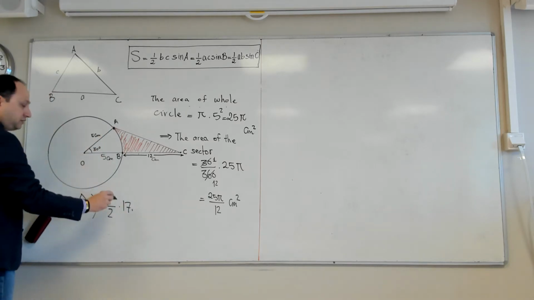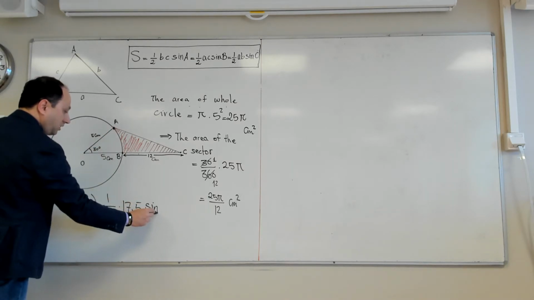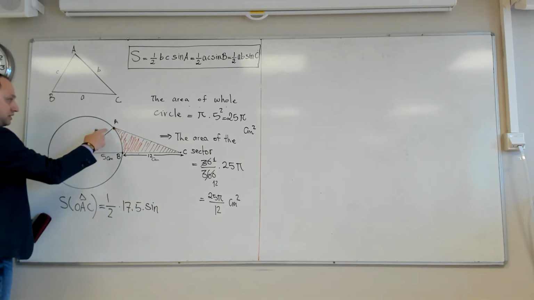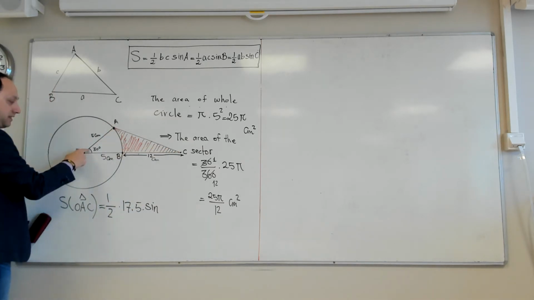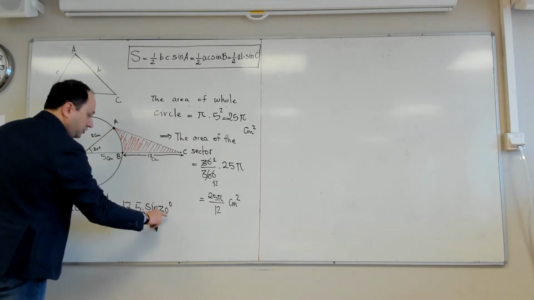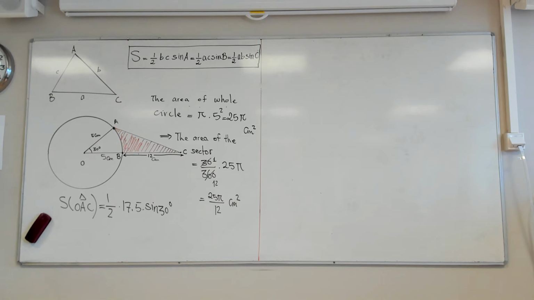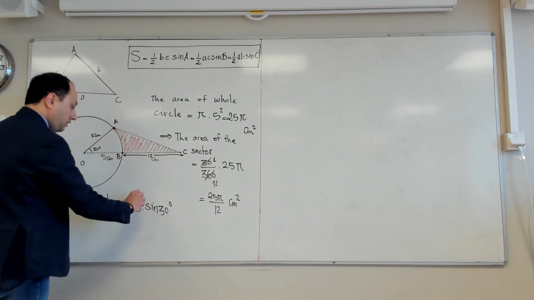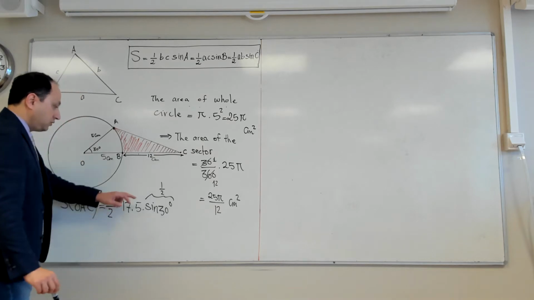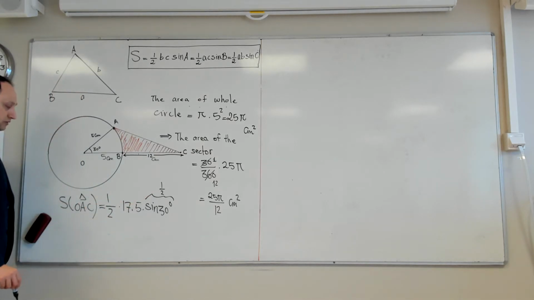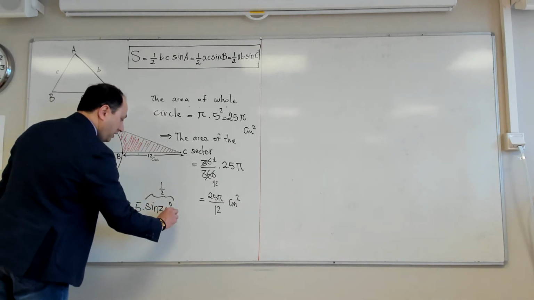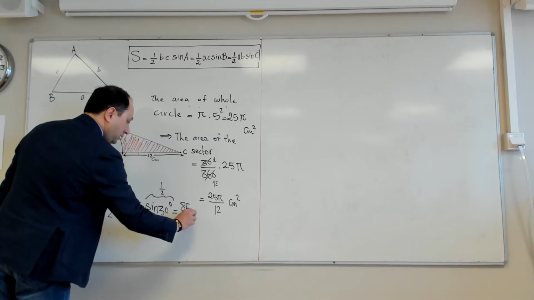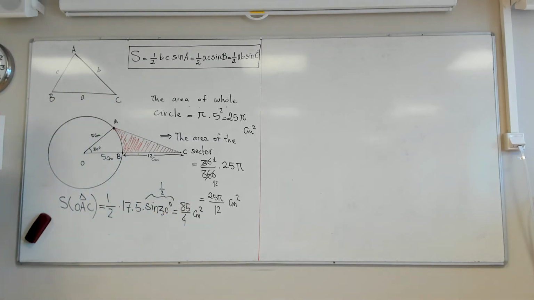Multiplied by 5, multiplied by the sine of the angle between these two sides. One side is OA, the other side is OC, and that angle is 30 degrees. If you use your calculator for sine of 30 degrees, you can immediately realize that this is nothing except 1 over 2. So 1 over 2 times 1 over 2 is 1 over 4. 17 times 5 is how much? It is 85. So this is 85 divided by 4 centimeters squared.